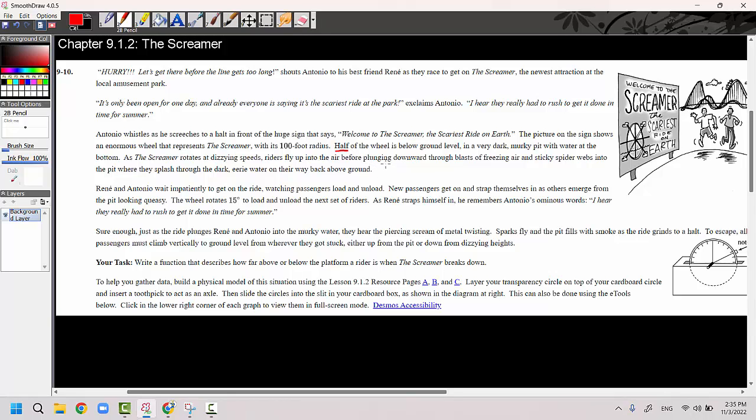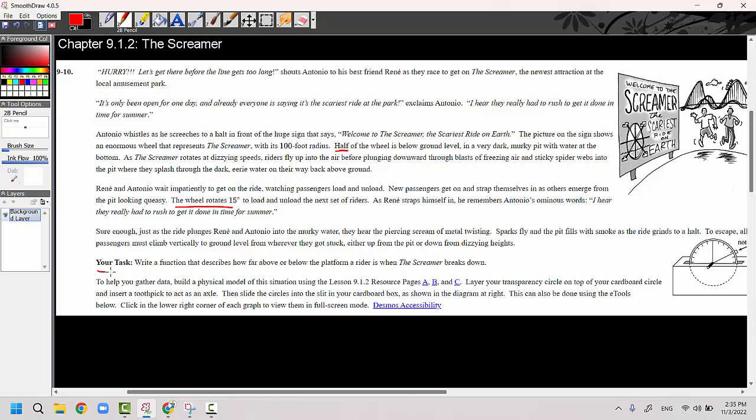It says, Renee and Antonio wait impatiently to get on the ride, watching passengers load and unload. New passengers get on and strap themselves in as others emerge from a pit looking queasy. It says here, the wheel rotates 15 degrees to load and unload the next set of riders. So this 15 degrees is going to be pretty important. Renee's going to strap himself in. We're going to ride this wheel here. This is just a bunch of exposition that they're underground. We don't need to worry about this last paragraph here.